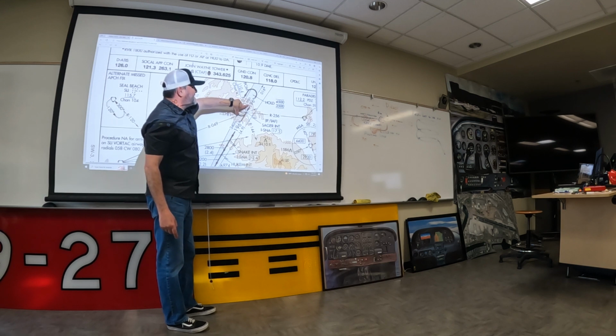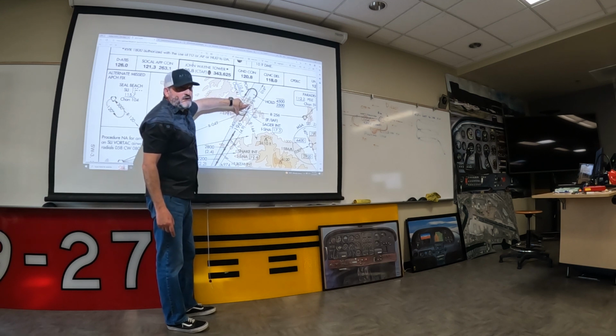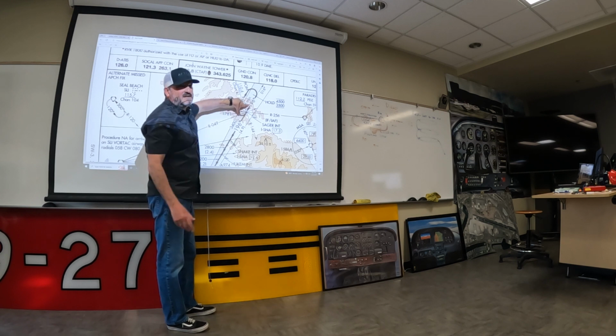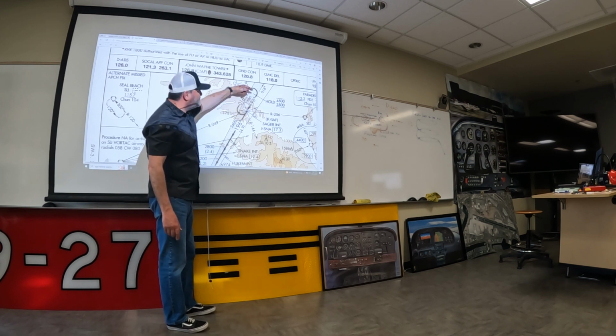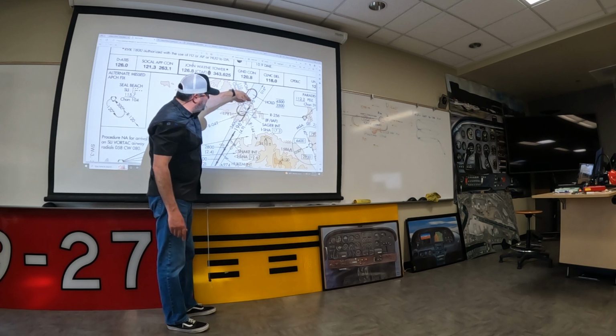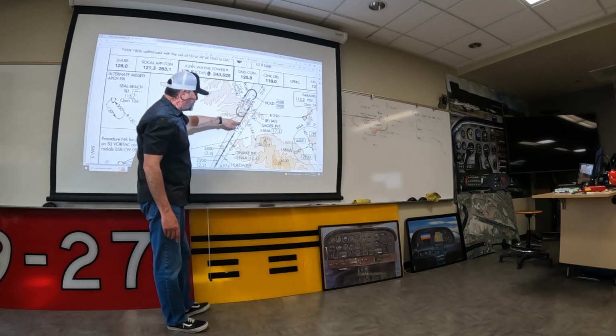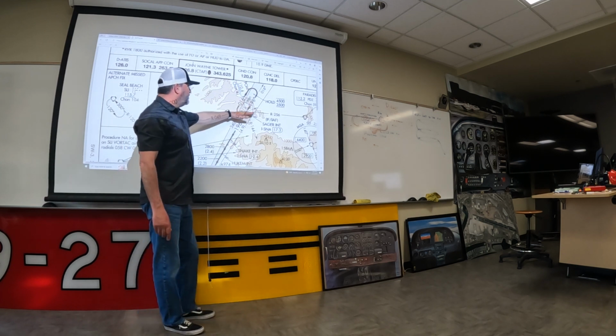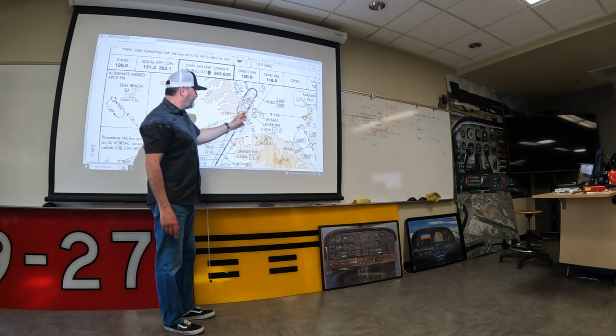So 196 less 45 to figure out the entry, which is roughly 150, 151. I would turn to 151 to intercept, and now I'm established inbound. This one was a 33-degree angle for a parallel entry.